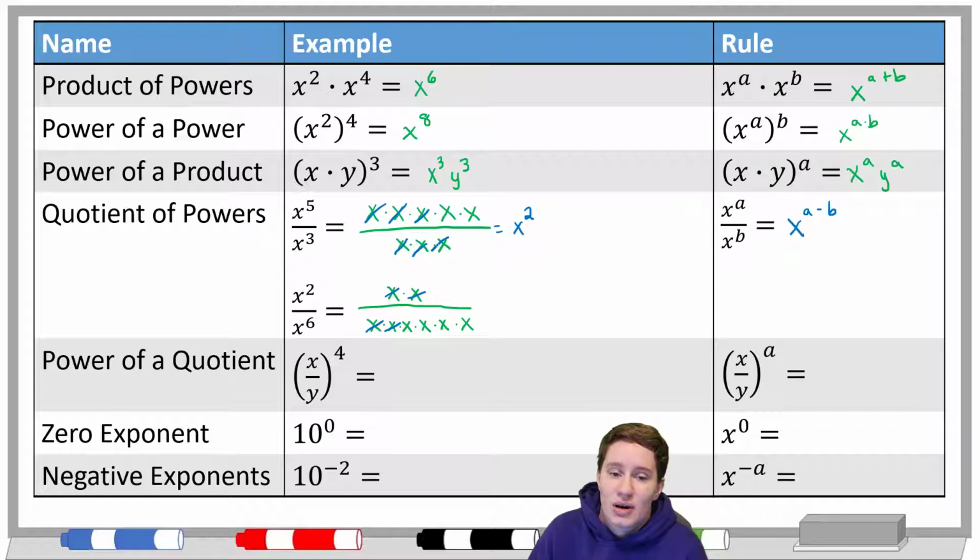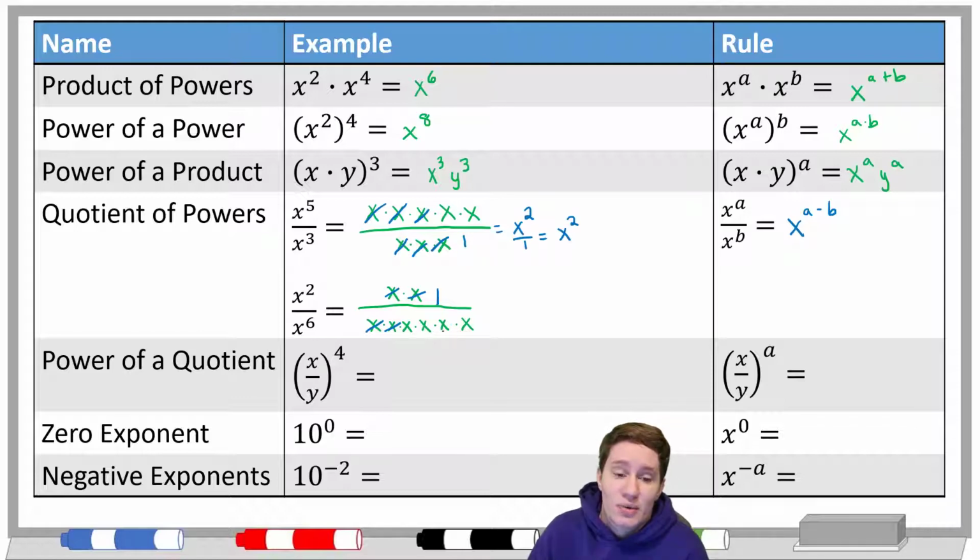When I canceled everything on bottom, I stuck a 1 on bottom that then was in my way, so I erased it. If I cancel everything on top, I put a 1 on top instead. And this time the 1 matters. When we have 1 on bottom, well, x squared over 1 is just x squared.